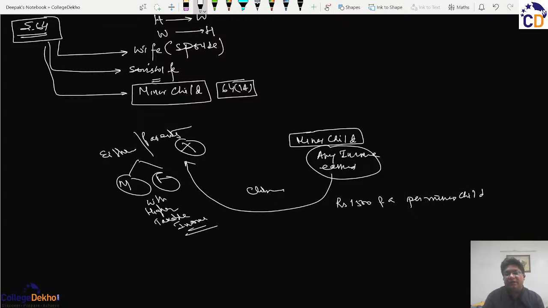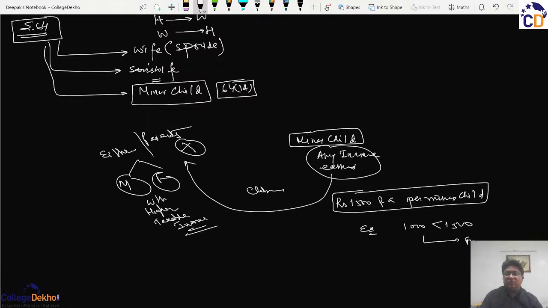So if the income of the minor child is up to rupees 1500, then there will not be any clubbing. And if the income is more than 1500, then 1500 will be made exempt. तो एग्जाम्पल के तौर पे अगर माइनर चाइल्ड की इनकम 1000 रुपये है, लेस देन 1500 रुपये है, तो ये फुल्ली एग्जेम्प्ट हो जाएगी. और अगर हम ये कहें कि बच्चे की इनकम 8000 रुपये है, विच इज मोर देन 1500, तो इस केस में 8000 में से 1500 रुपये माइनस हो जाएंगे और 6500 जो है वो टैक्सेबल हो जाएगा.